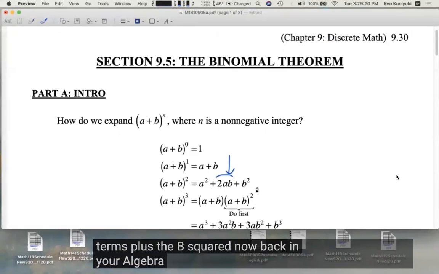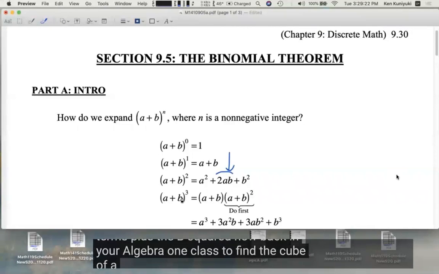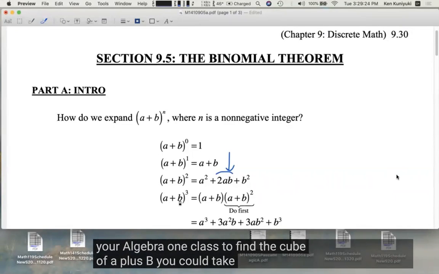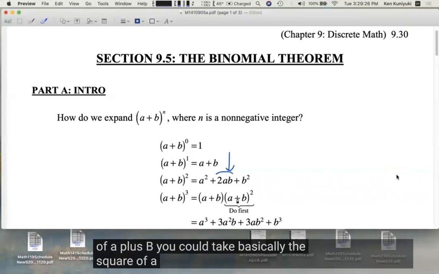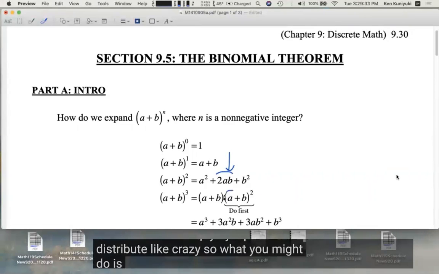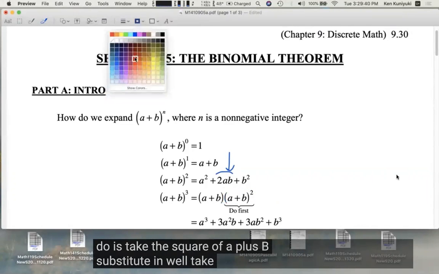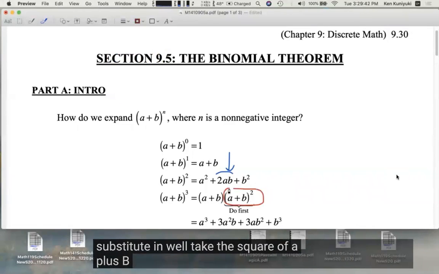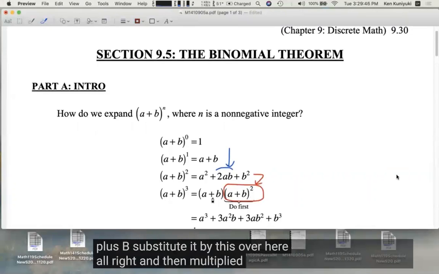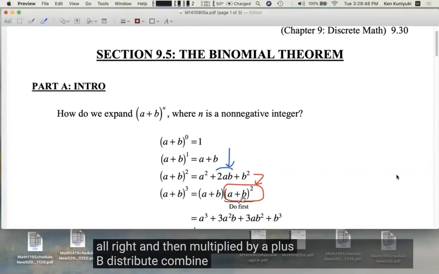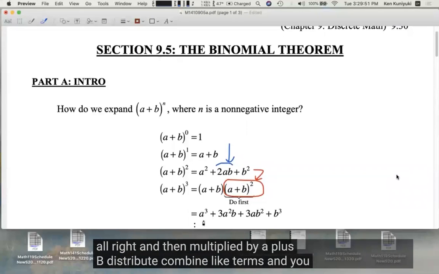Now back in your Algebra 1 class, to find the cube of a plus b, you could take basically the square of a plus b, which was this thing over here, and multiply by a plus b and distribute like crazy. So what you might do is take the square of a plus b, substitute it by this over here, and then multiply by a plus b, distribute, combine like terms, and you get this.